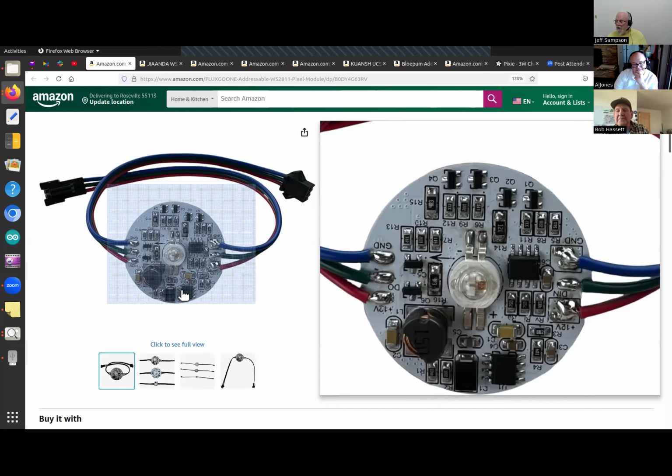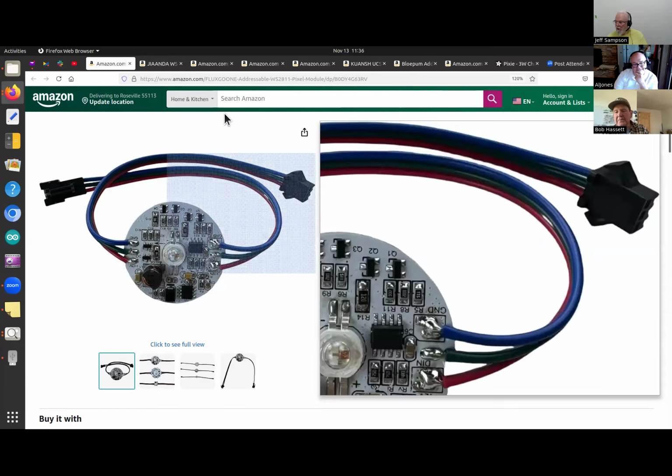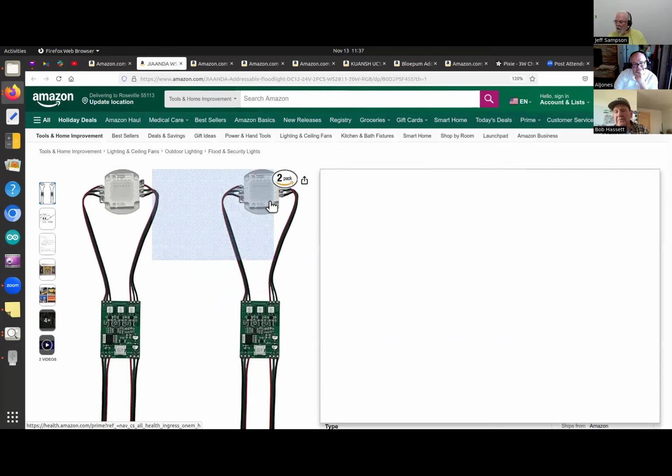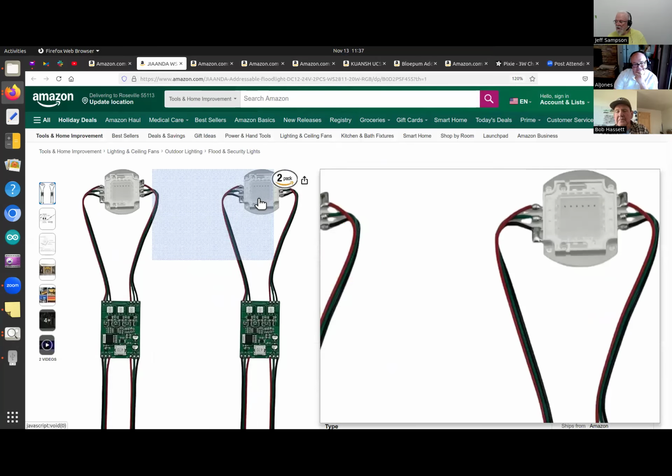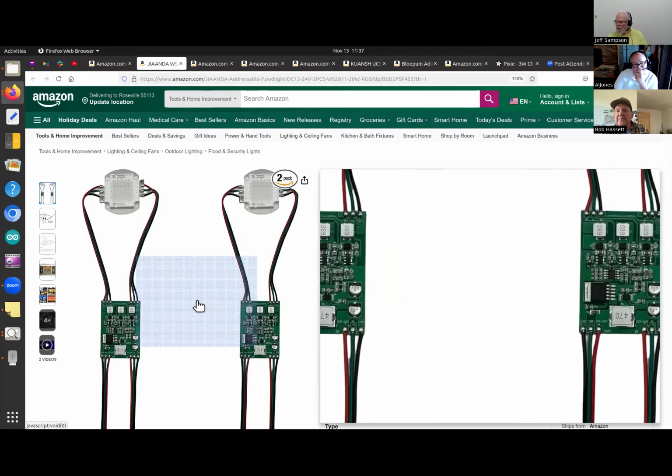And if you start digging, it turns out you can find other ones. Moving over here, we move on to another one. And it turns out you can get big LEDs. I think they're claiming these are 20 watt. We'll check in a second.